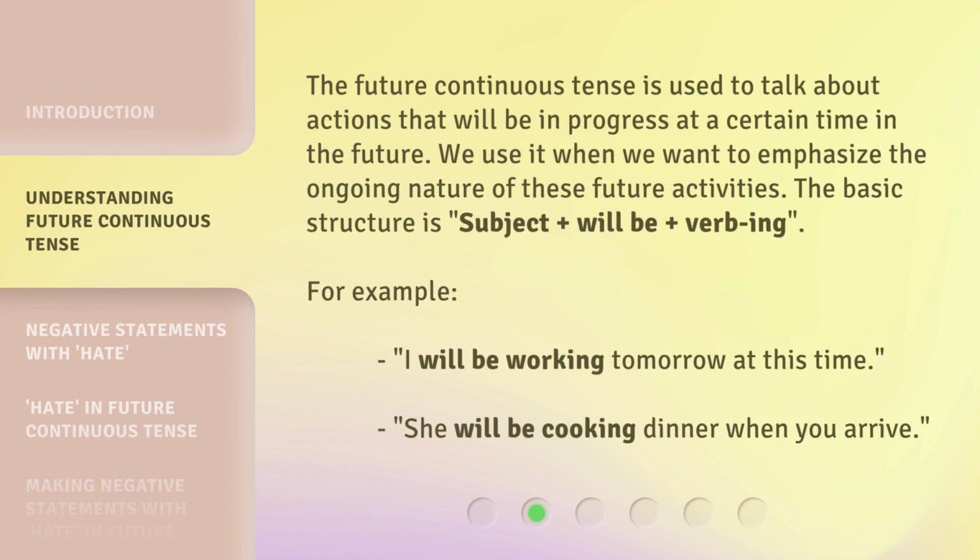The future continuous tense is used to talk about actions that will be in progress at a certain time in the future. We use it when we want to emphasize the ongoing nature of these future activities. The basic structure is subject plus will be plus verb-ing. For example, I will be working tomorrow at this time. She will be cooking dinner when you arrive.